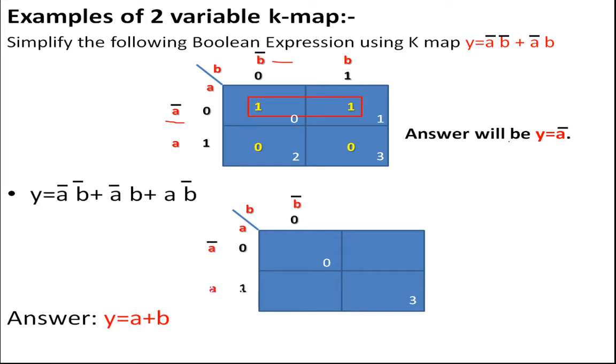So here we have 4 cells. I rename the cells 0, 1, 2 and 3. So a bar b bar, cell number 0 will be having a 1. a bar b, cell 1 will be having a 1, and a b bar, cell number 2 will be having a 1. So here you can see we have 3 ones coming in cell number 0, 1 and 2. So we need to group it.